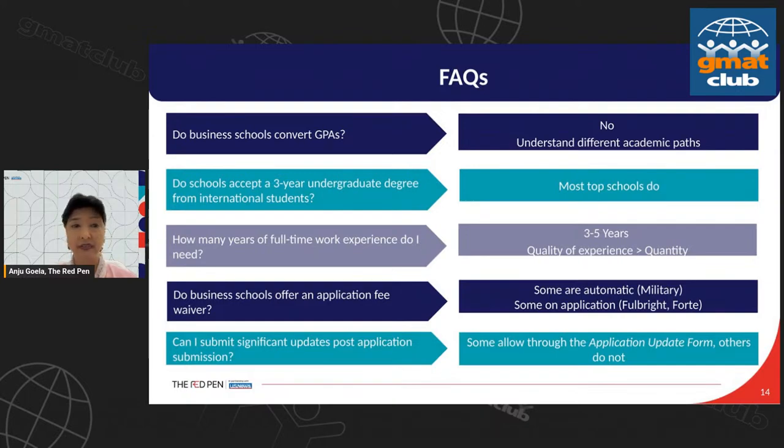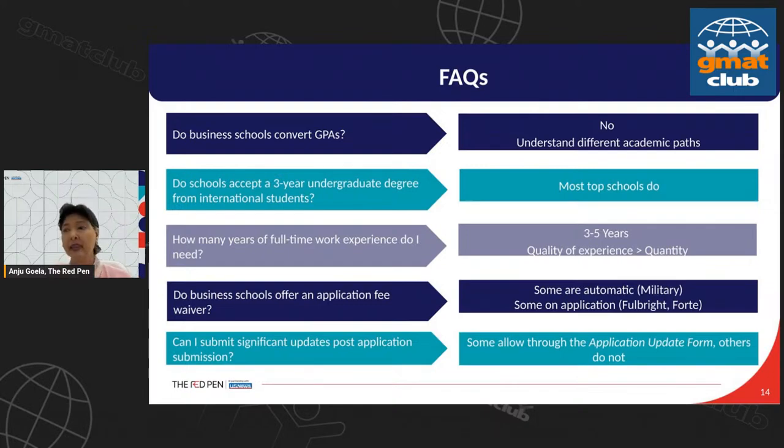MIT Sloan will offer you an application fee waiver if you are a Peace Corps member or a Forte Fellow, or of course, you're part of the military. Right. So you will have to check with every school if they are offering a fee waiver and what are the conditions under which they offer an application fee waiver.